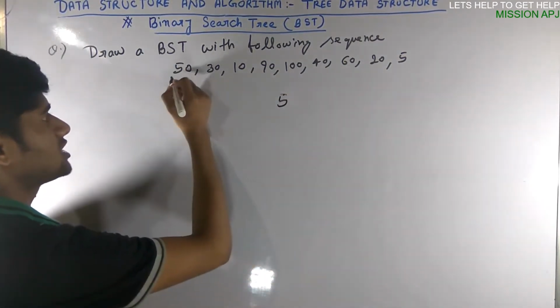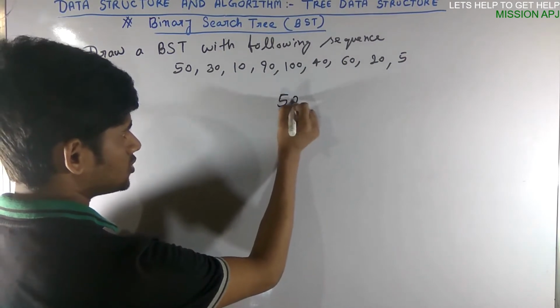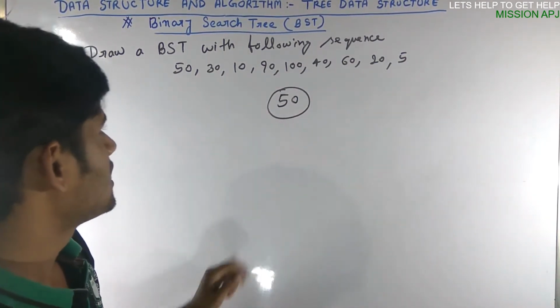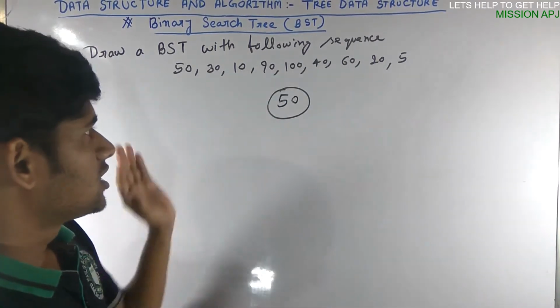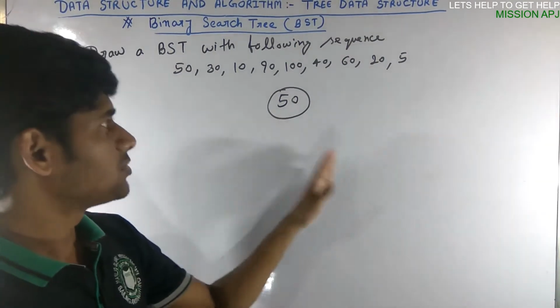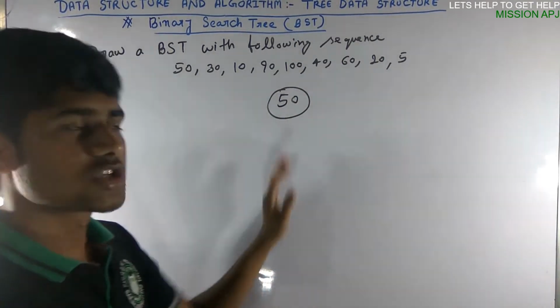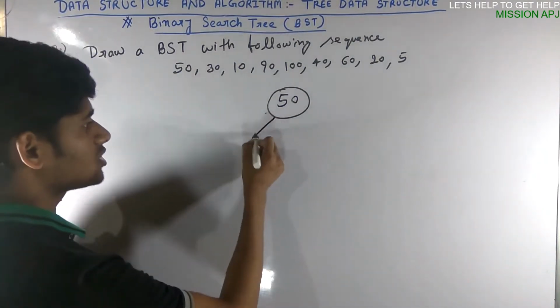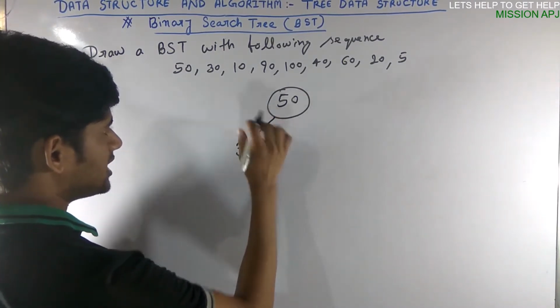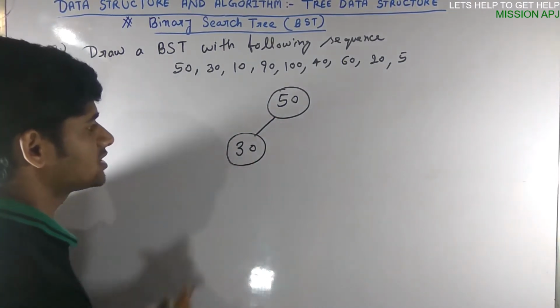So the first node has value 50. So it's a node with value 50. Fine. Now another value is 30. We need to insert that 30. Where will we insert it? In left or right? Because 30 is less than 50, of course, by following the binary search tree property, the left part will be lesser than the root node. So it will go to the left, as 30.